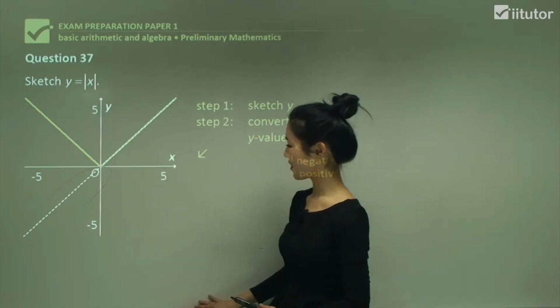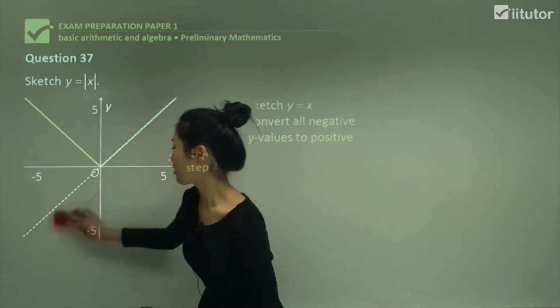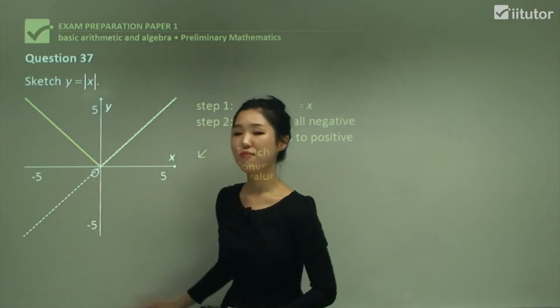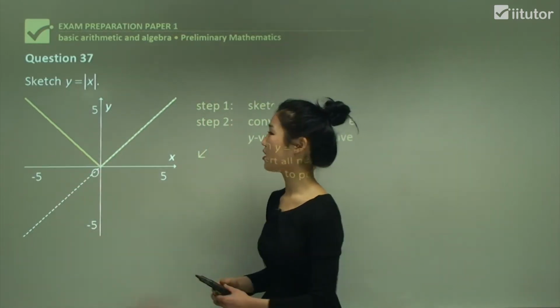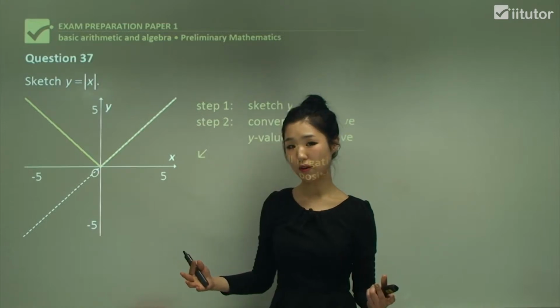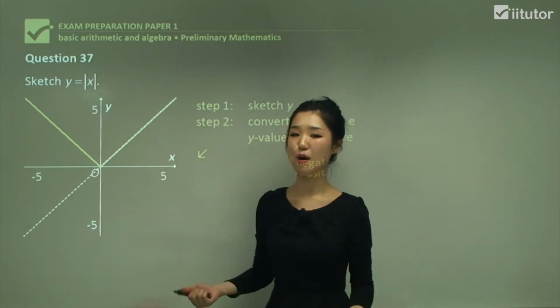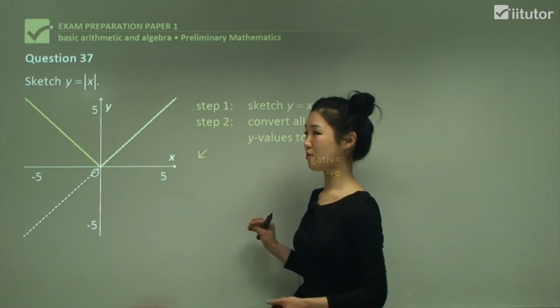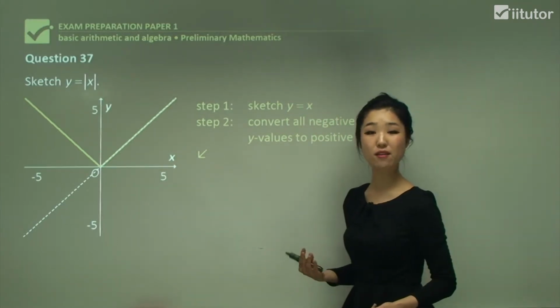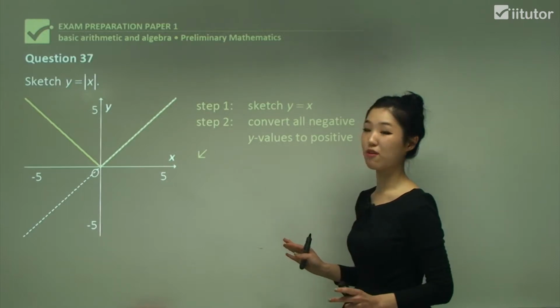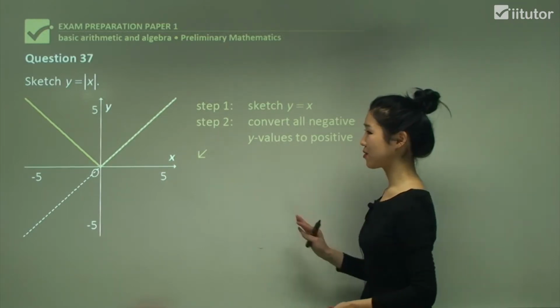Okay, so is that pretty clear? So for any particular graph or any absolute value graph, what I want you to do is ignore the absolute bars for a moment, and then anything that turns out negative, you just reflect it up. That's the key thing to drawing absolute value graphs. If you think of it that way, it's very, very simple, no matter what type of graph you get. Okay, so that was question 37.